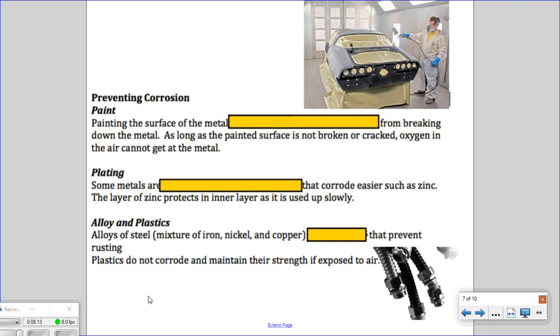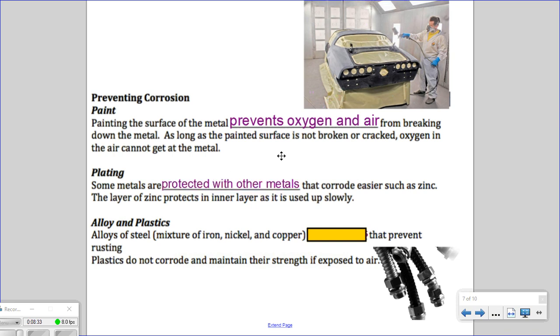So some of the things that we can do to prevent corrosion is the use of paint. So painting the surface of the metal prevents oxygen and air from breaking down the metal. As long as the painted surface is not broken or cracked, oxygen in the air cannot get at the metal. This is one of the reasons why we paint our cars. Plating is another way of preventing corrosion. So some metals are protected with other metals that corrode easier, such as zinc. The layer of zinc protects the inner layer as it is used up slowly.